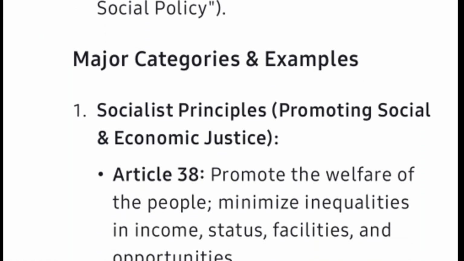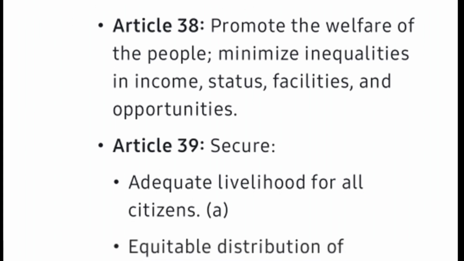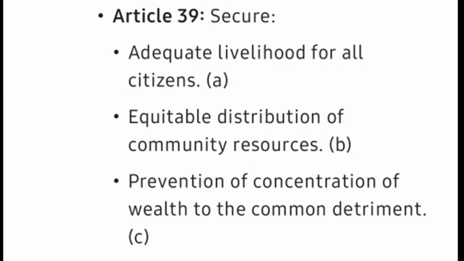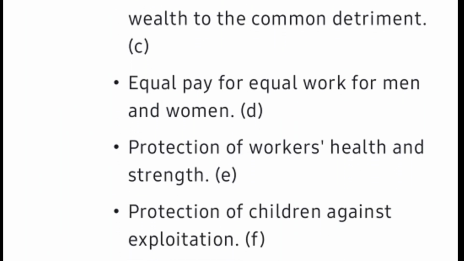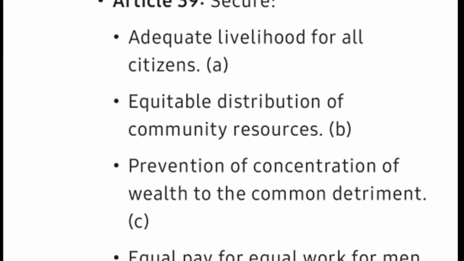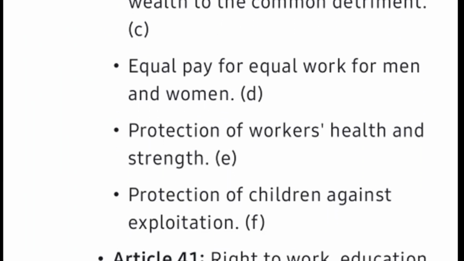First we will look at the socialistic principles, which promote social and economic justice. The first is Article 38. It promotes the welfare of the people and minimizes inequalities of income, status, facilities, and opportunities. Then Article 39 secures adequate livelihood for all citizens, equitable distribution of community resources, prevention of concentration of wealth to the common detriment, equal pay for equal work for men and women, protection of workers' health and strength, and protection of children against exploitation. So in Article 39, these all points are secured. There are 6 points. You have to remember all of these.